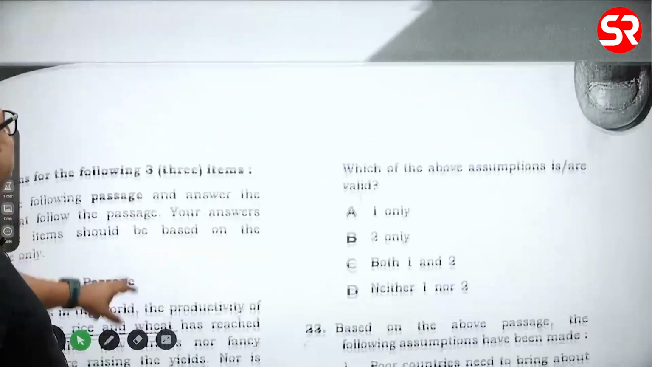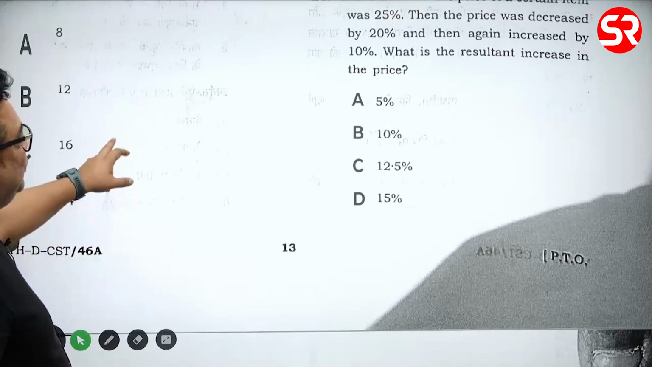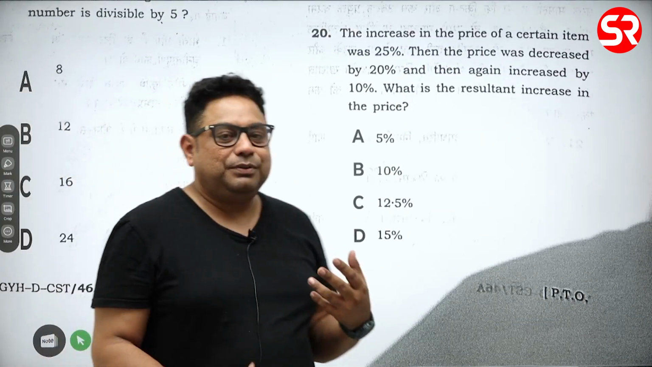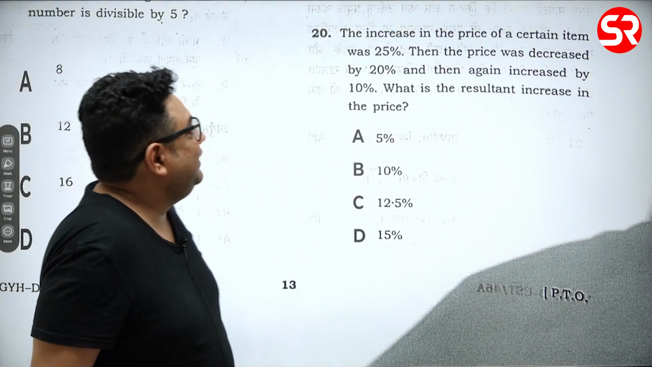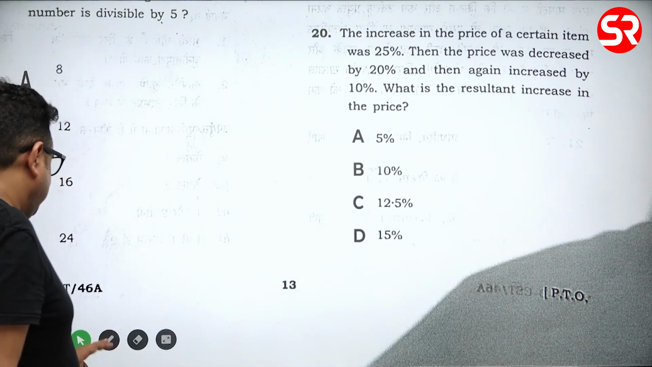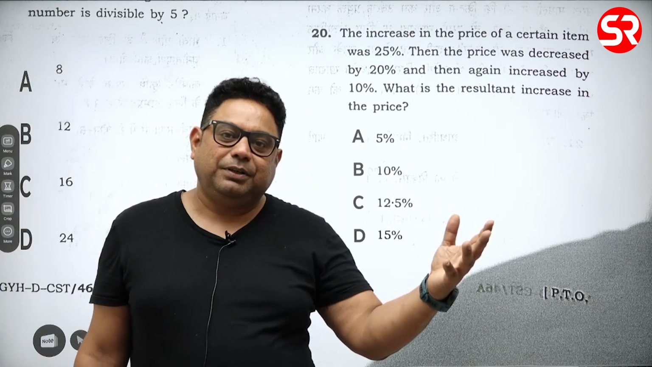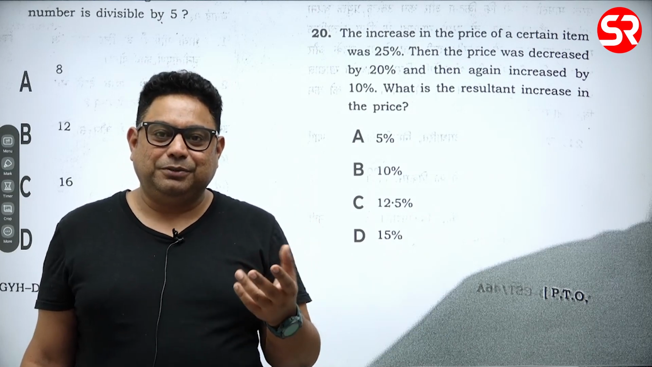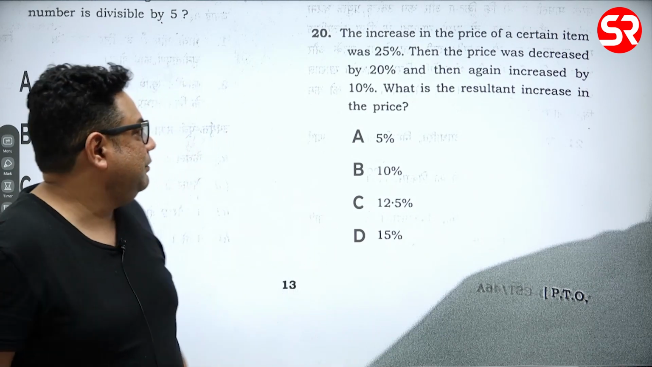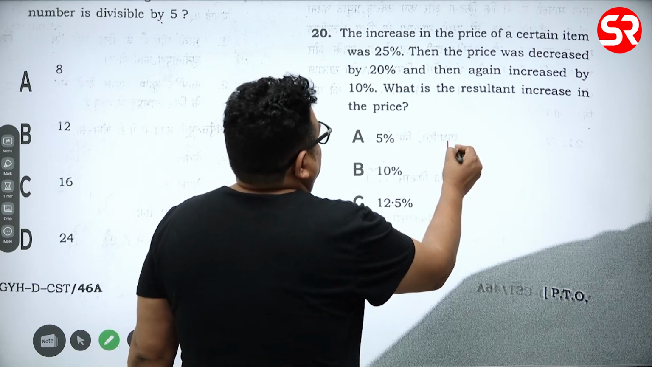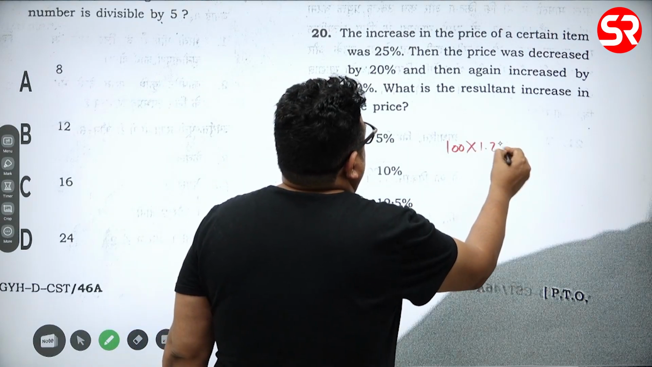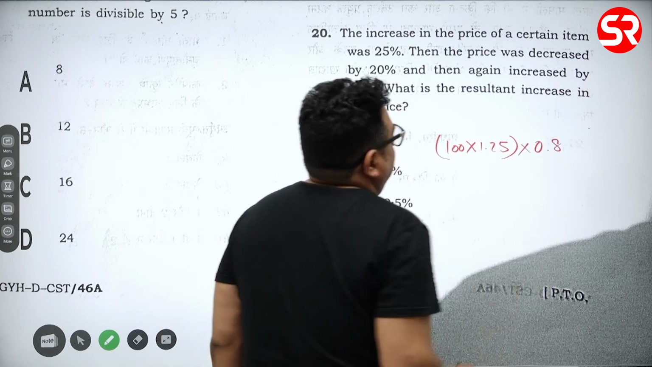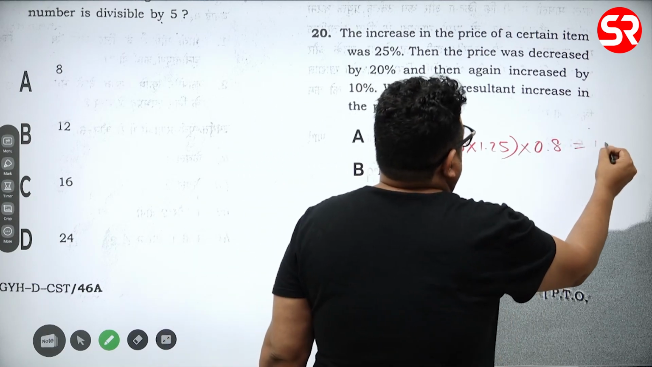I am skipping the English part. Oh yes, let's see. The increase in the price of certain item was 25%, and then the price decreased by 20%. So 25% is 1 by 4, decrease is 1 by 5. If you are my student, you know there is 0%. But again, if you don't want to agree, you can say suppose price was 100, increase 1.25 and then decrease by 20% into 0.8. Believe me, this comes out to be 100 again.